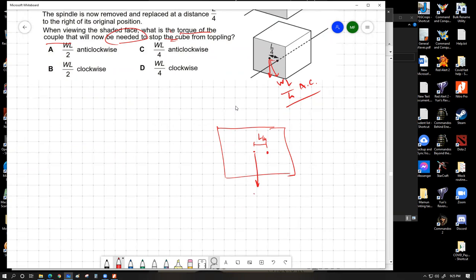W into L by 4. In which direction? Anti-clockwise. Beautiful. So the object will try to rotate because of this anti-clockwise moment. If you don't want to allow that rotation, what do you need to apply to the object? WL by 4 clockwise. Yes, that's it.